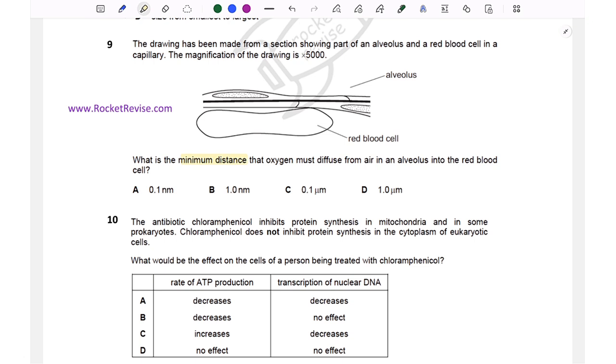So let's look at our options here. You have 2 nanometer options. We're just going to get rid of those two because they're too small. So you have either 0.1 micrometer, but 0.1 would be too small again, so it's 1 micrometer because you have multiple layers that it needs to diffuse through.